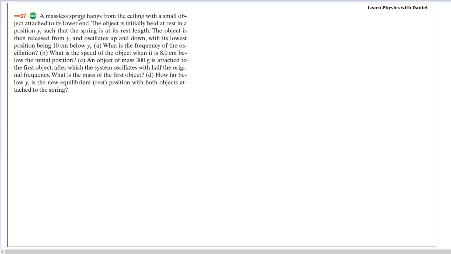So let's look at our question. We have a massless spring that hangs from a ceiling, let me draw a picture over here, with a small object that is hanging at rest. So we see that our spring is at its rest length. Next, we release our spring and it starts to oscillate, with its lowest position being 10 centimeters below.